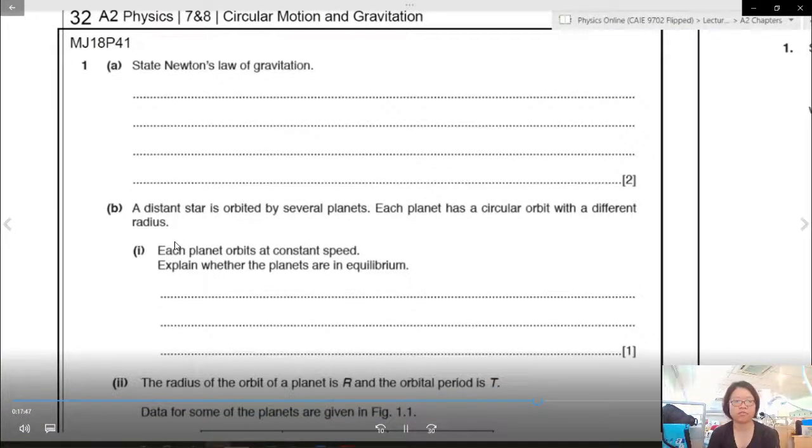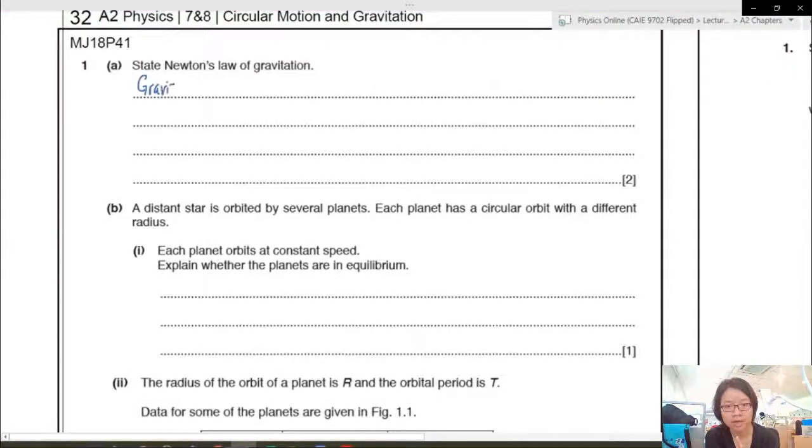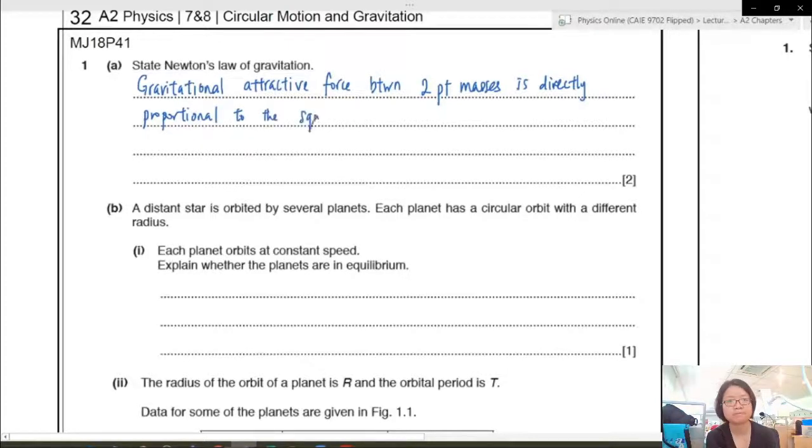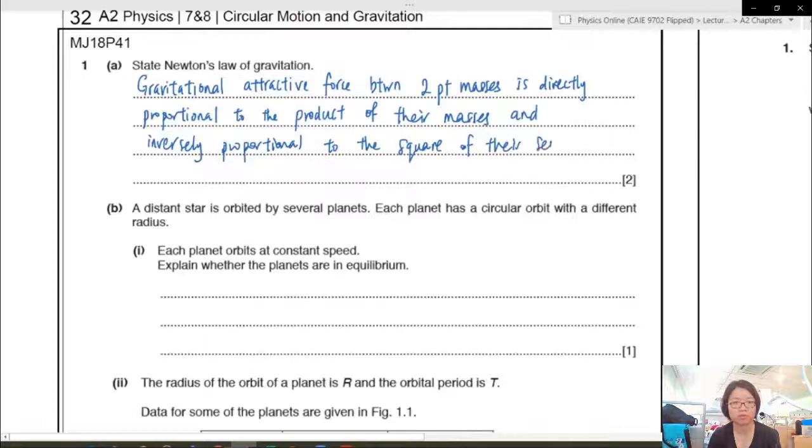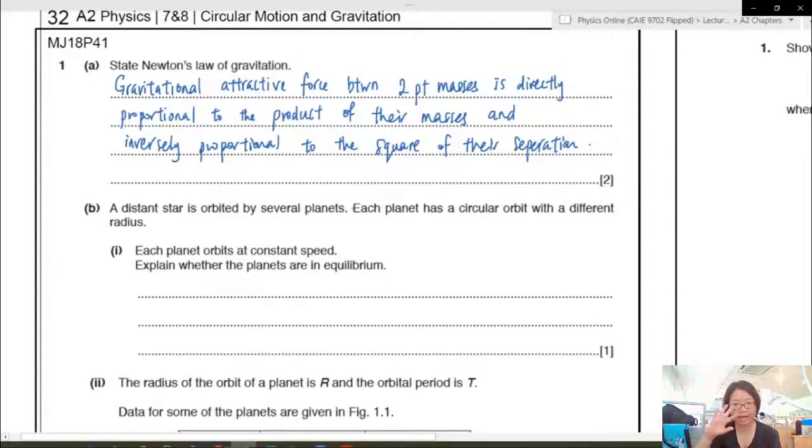Let's move on to the next question. State Newton's law of gravitation. This statement is 2 marks. To score 2 out of 2, you have to have the idea of point mass. So gravitational attractive force between 2 point masses, it has to be 2 point masses, is directly proportional to the product of their masses and inversely proportional to the square of their separation. So the whole thing at the back is 1 mark. The idea of 2 point masses is 1 mark.